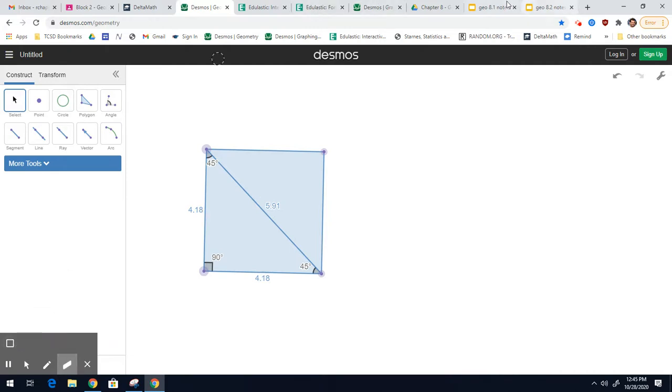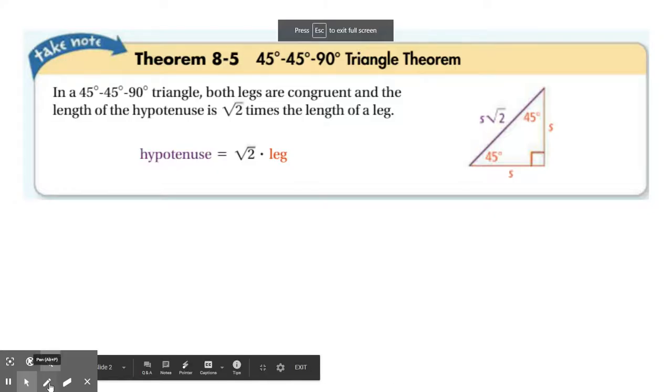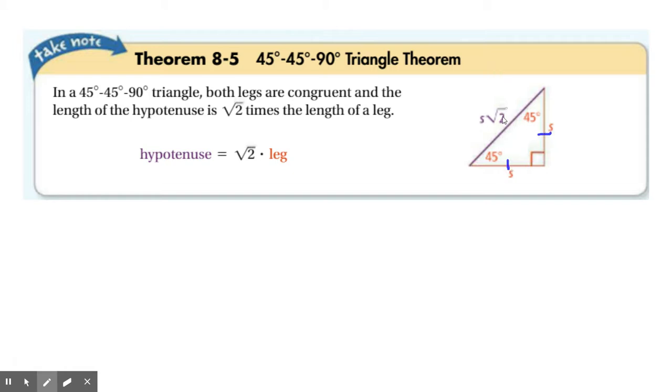So if I come back to our notes here, here is what we're talking about today. In any 45, 45, 90 triangle, the legs are congruent, and the hypotenuse is the length of the side length times the square root of 2. And that's exactly what it says right here: the length of the leg times the square root of 2. So be aware of this. Whenever you see a 45, 45, 90 triangle, think these labels.